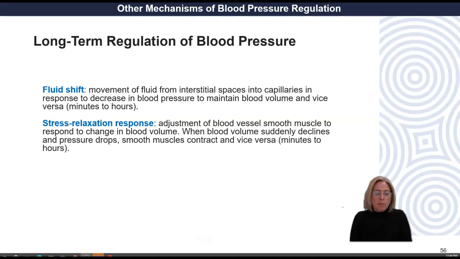The stress relaxation response then involves the adjustment of blood vessel smooth muscle to respond to change in blood volume. So for example, and this is going to make complete sense too, when blood volume suddenly declines and pressure drops, you're going to get smooth muscle contraction to try to increase that peripheral resistance. And vice versa then, when you get blood volume increasing and pressure increasing, you're going to get smooth muscle relaxation. And again, this one takes minutes to hours to kick in. So that's all I'm going to talk about in terms of blood pressure regulation.